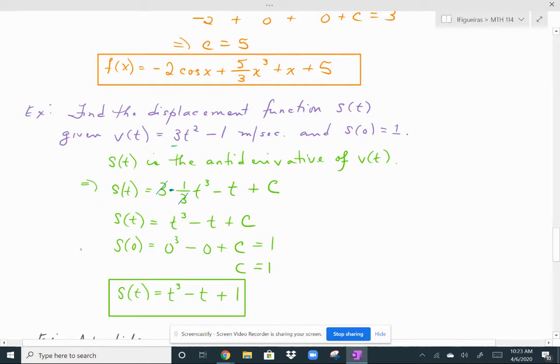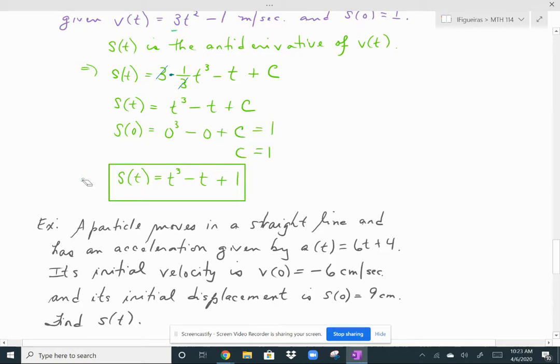Now we're ready to use our initial value. So s of 0 equals 1. Plug in 0 for t, set it equal to 1. You get that c is 1. So your displacement function is what you see below in the box. That's t cubed minus t plus 1.